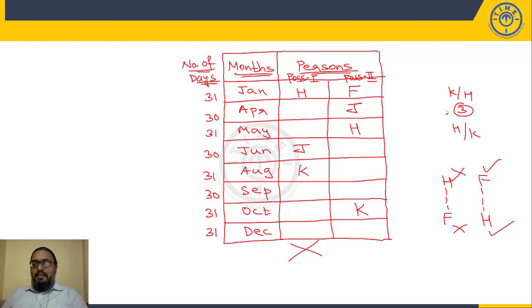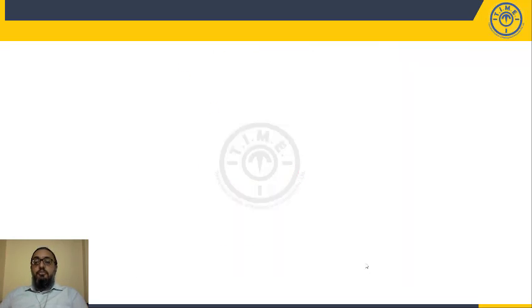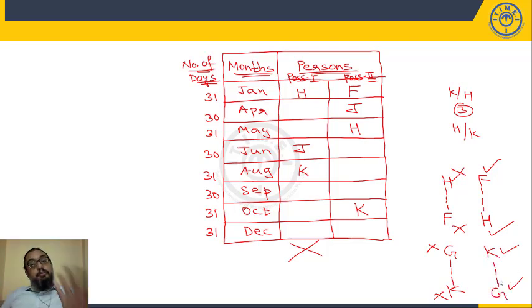Correct? Then G was not born before K was born. Now see, he says G was not born before K. So you cannot have G before K. Then where is it possible? G has to come after K. Not born before means after. Not born after means before. This is what you will have to look into. Got it? So after K you have 1 month available. So you fix G in that position.